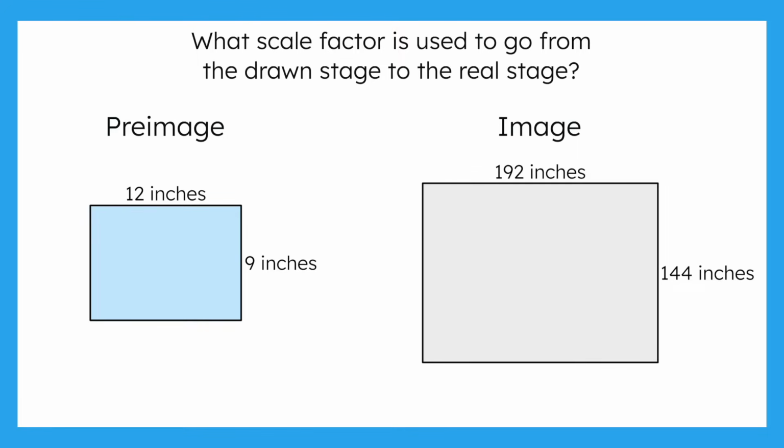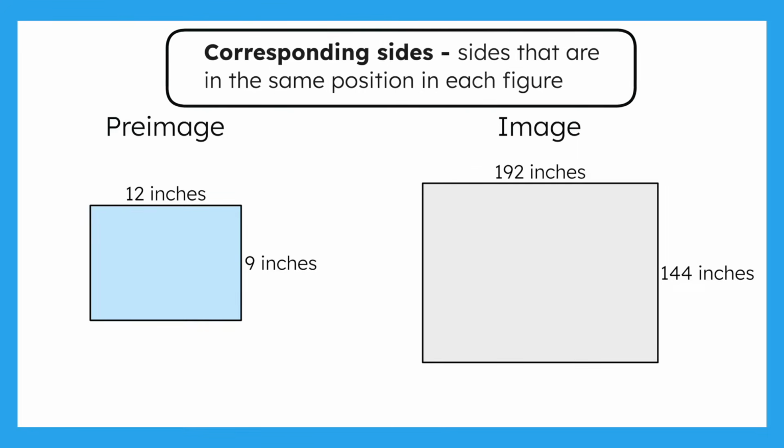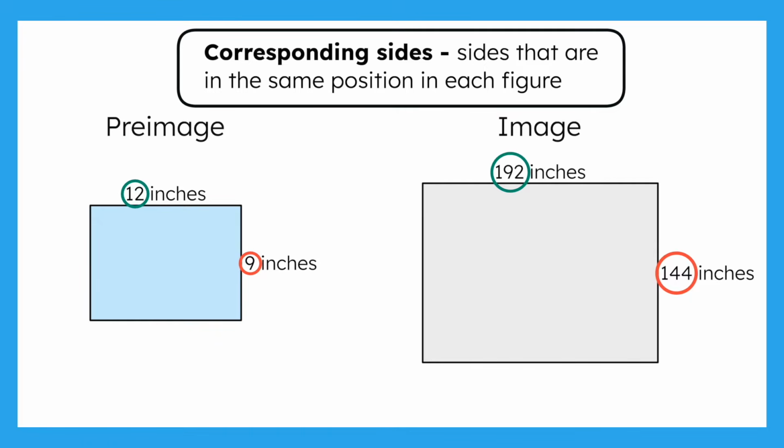To calculate scale factor, we need a pair of corresponding sides, or sides that are in the same position in each figure. For the stage, what are the two pairs of corresponding sides that we could use for this fraction? Yeah, 9 and 144, or 12 and 192. Let's use 9 and 144. Pause here and try calculating the scale factor on your own.